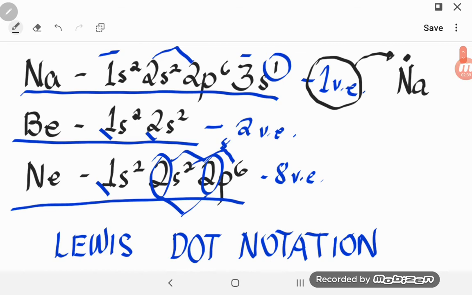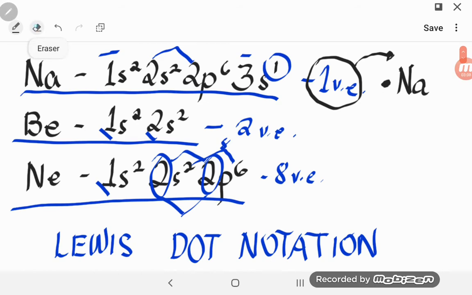Since we only have one valence electron for sodium, it is symbolized by one dot only at the top. If you don't want to write it on top, you can also write it on this side, or on this side. If you don't want that, it can also be written on this side. As long as it has one dot, that is correct.